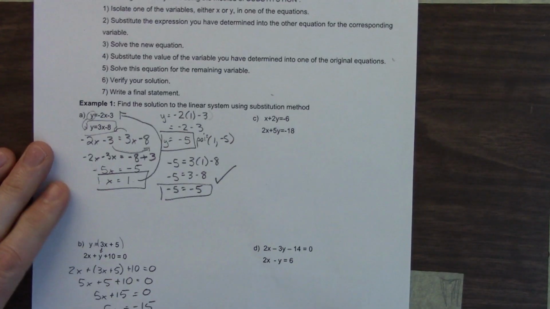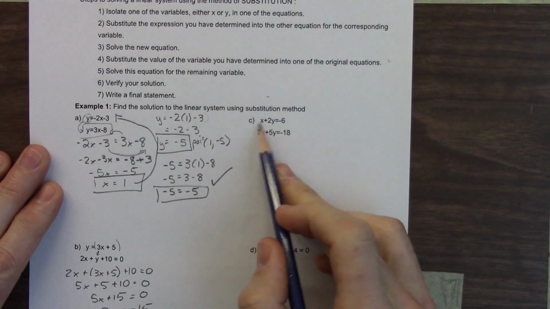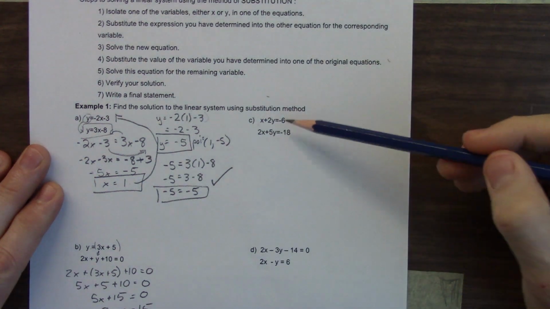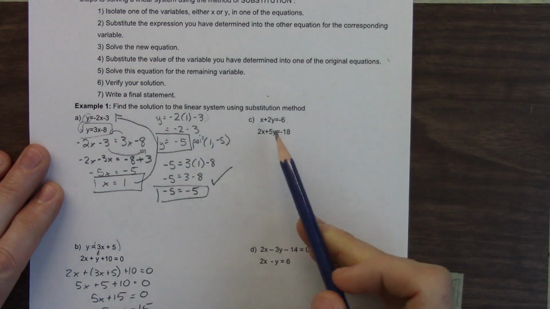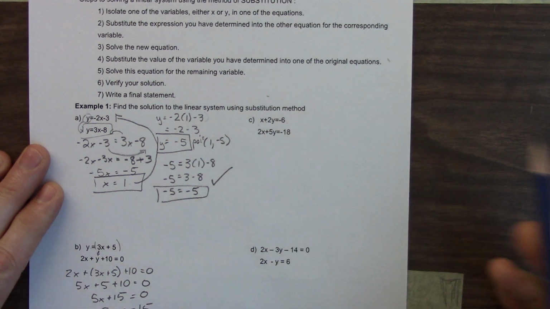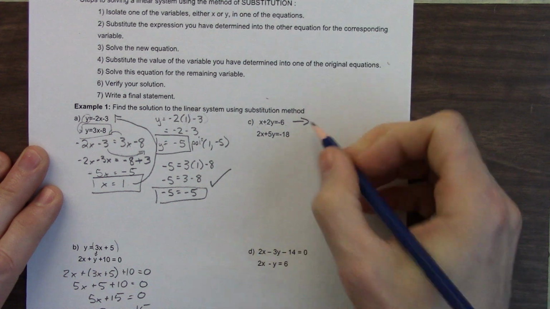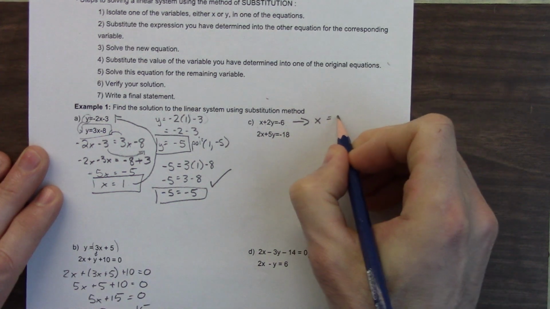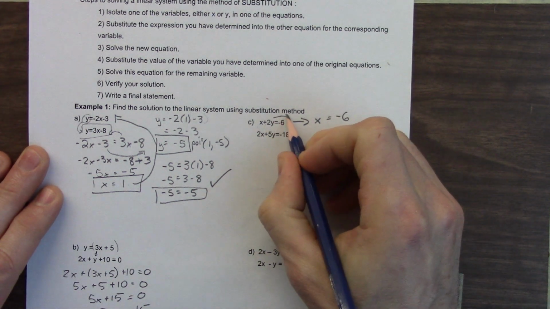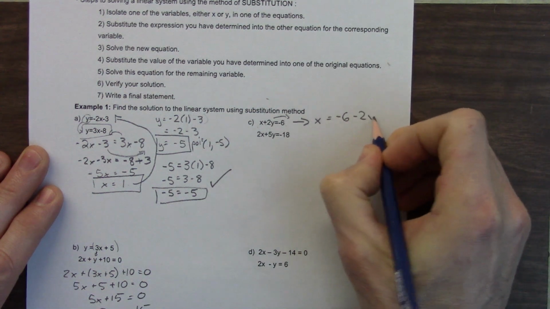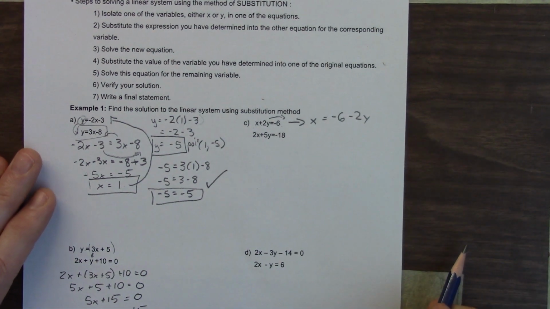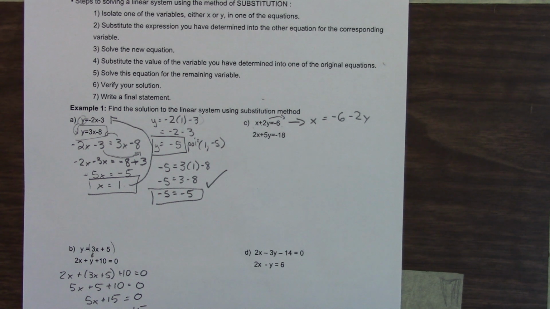Okay, we're going to move right along to C. Here now we have two equations. I'm going to isolate x this time because I think it's easier, because it's by itself. I'm just going to say x is equal to negative 6, and I'm moving the 2y over, negative 2y. Any questions there? What I did? Sir, yep, you're allowed to have a negative y. Yep, you're allowed to have that.